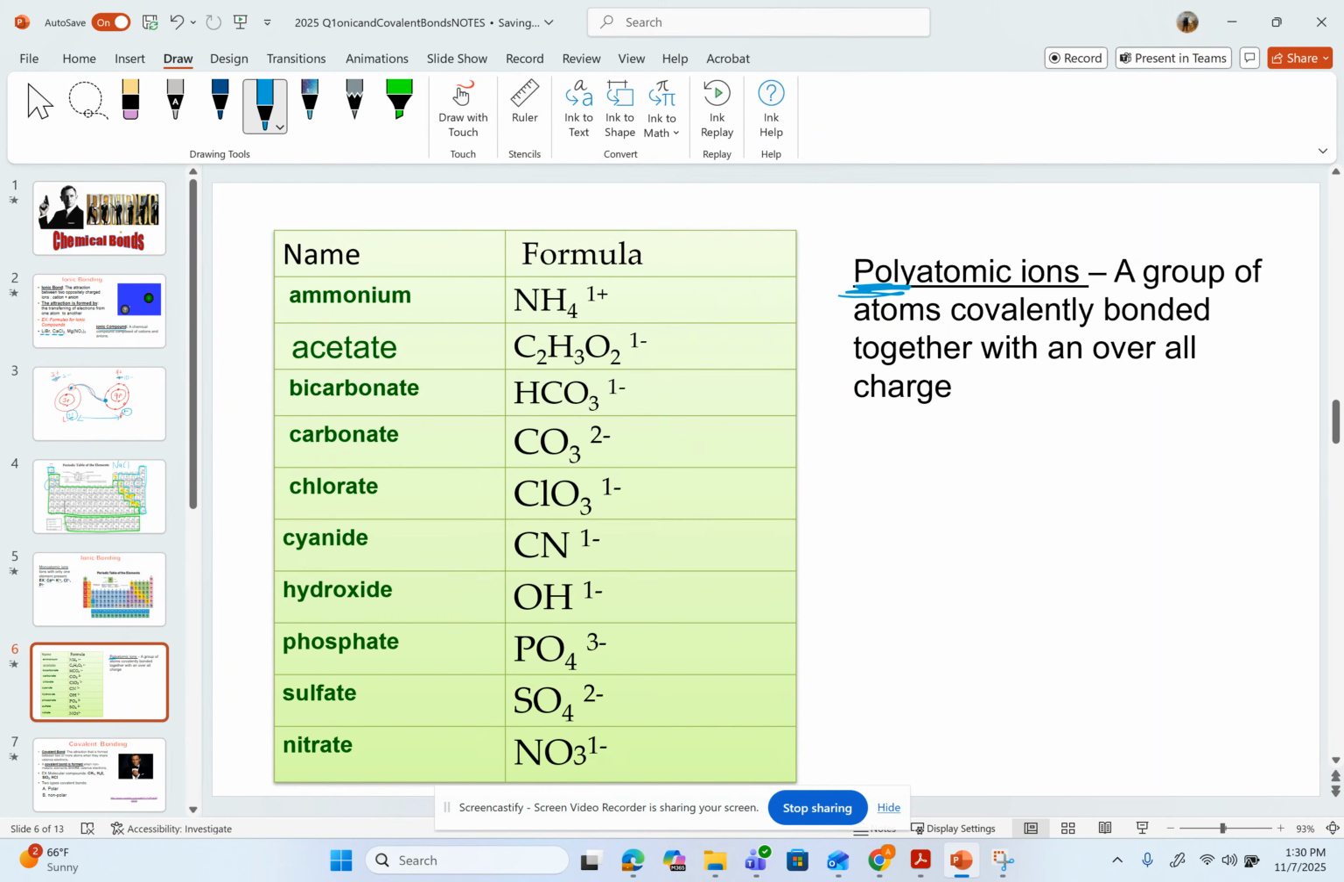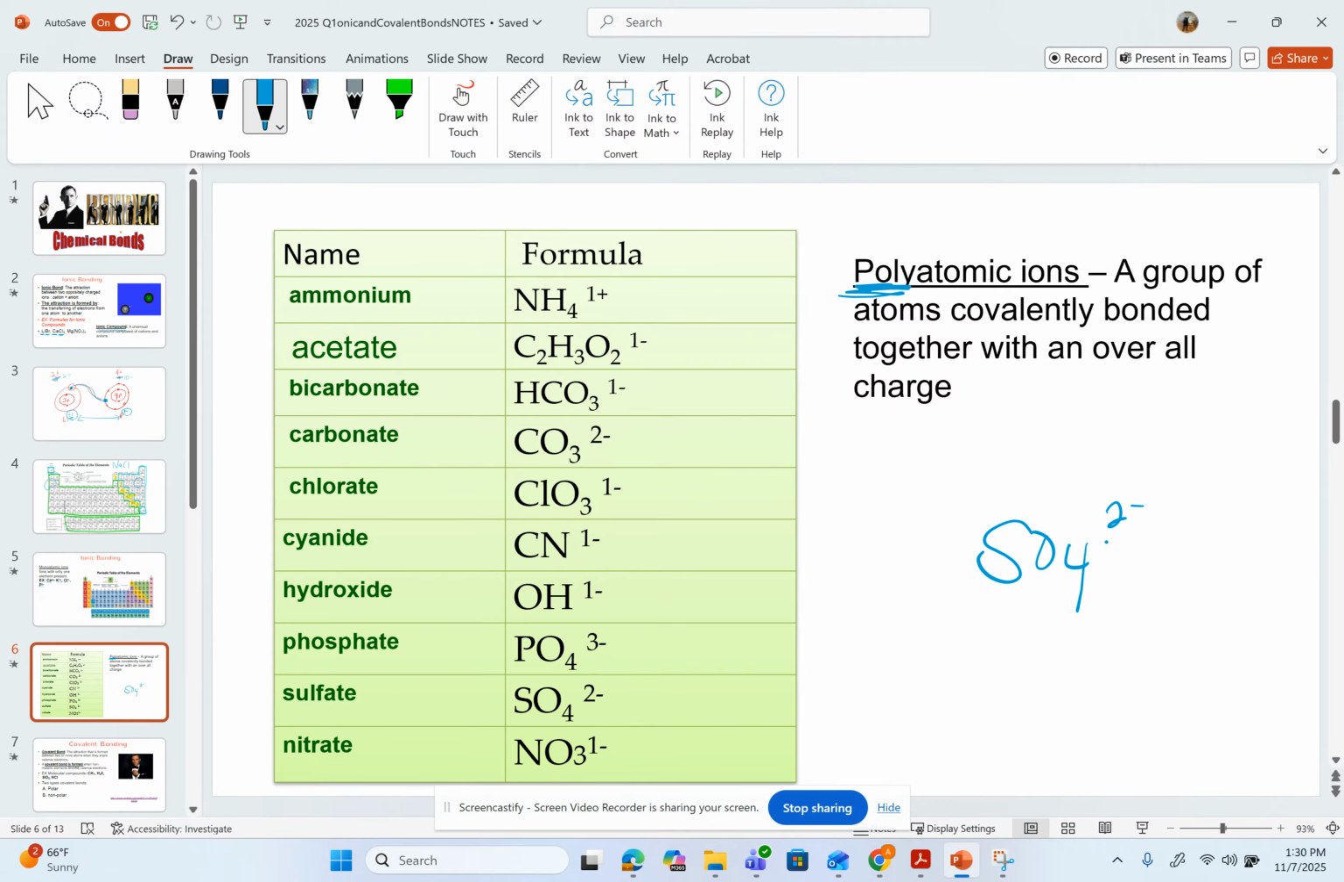So polyatomic ions are groups of atoms that are held together with covalent bonds. We'll talk about that in a second, but they have an overall charge. So let's take sulfate, SO4 2-. The sulfur is bonded to the oxygen with covalent bonds, but somewhere in this group of atoms we have 2 extra electrons. So since this group of atoms has 2 extra electrons, it is considered to be an ion.